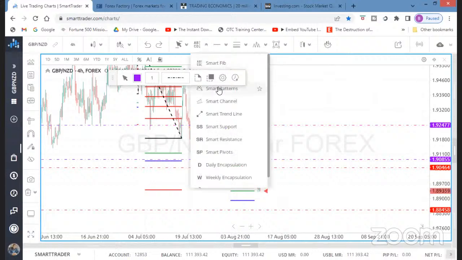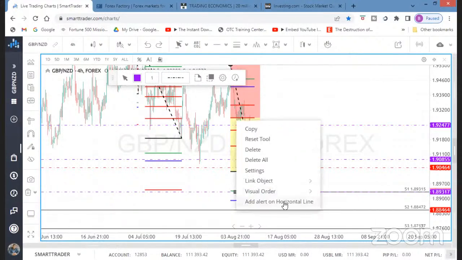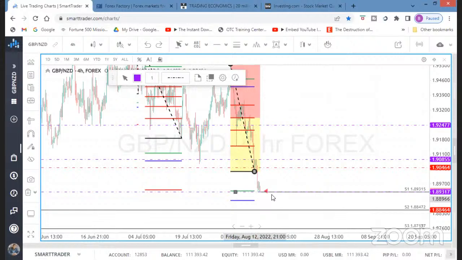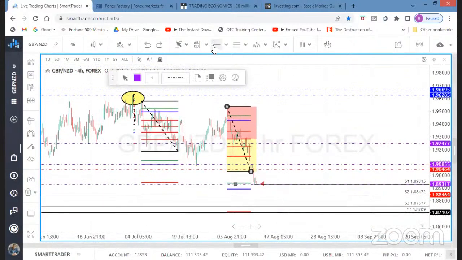Okay. And do we have any 4 hour supports? Absolutely. We just came into one. Okay. So we're going to mark that like so. So that tells me price is stalling out a little bit in the zone.